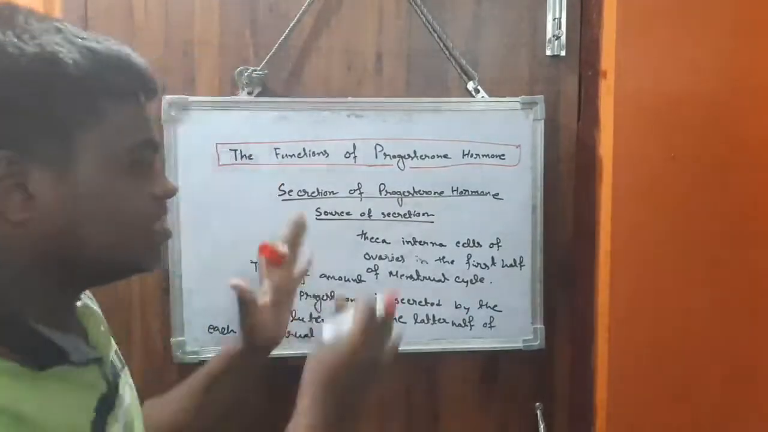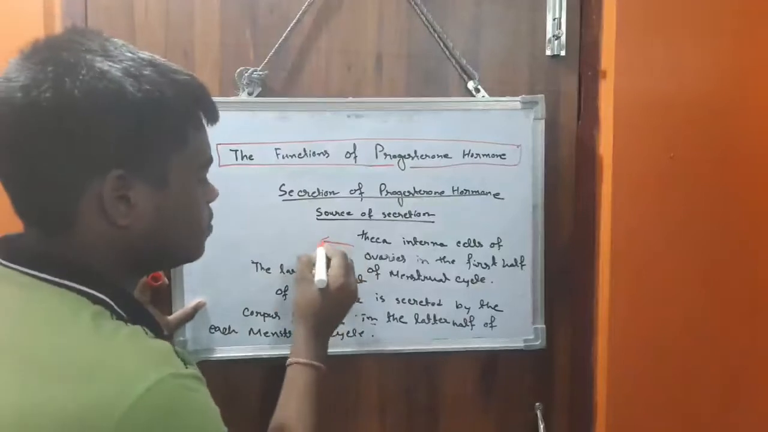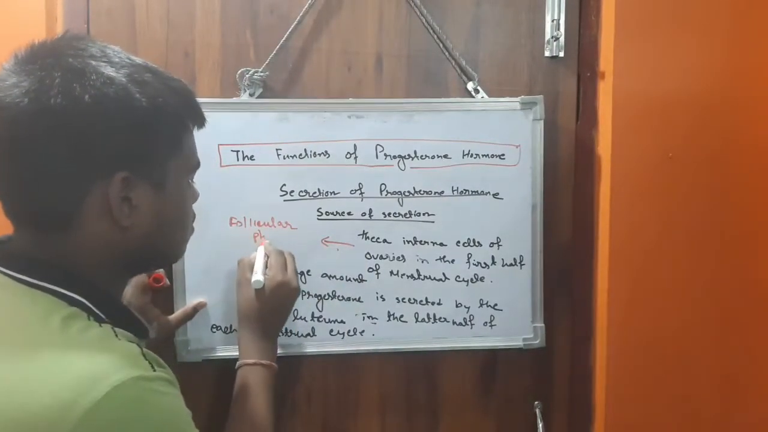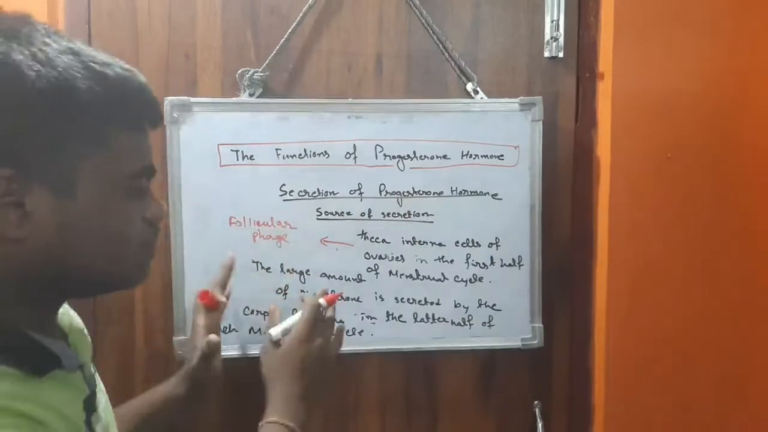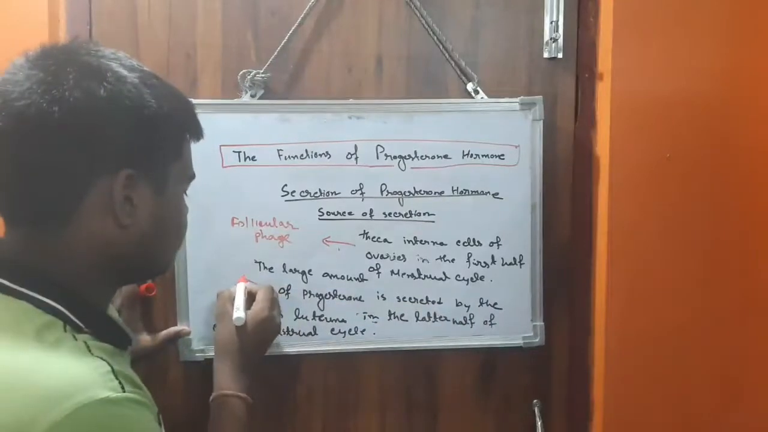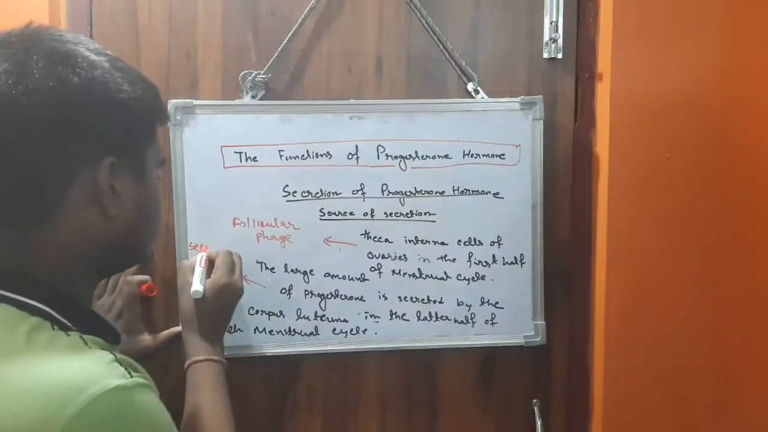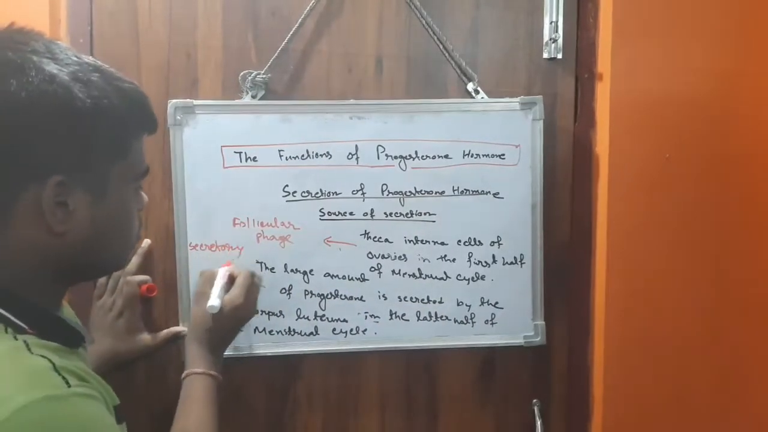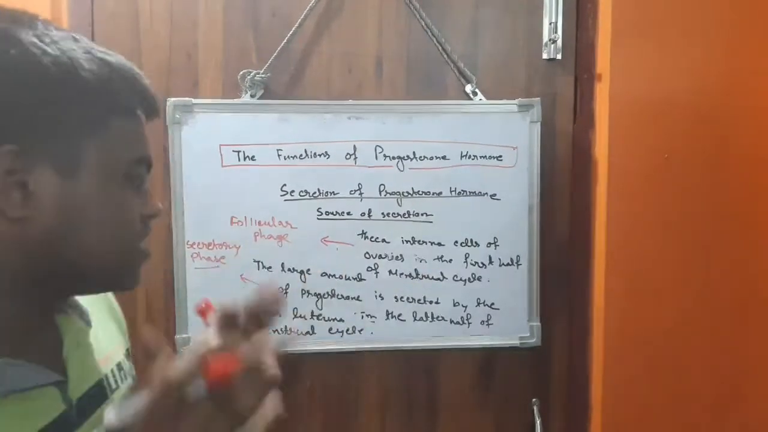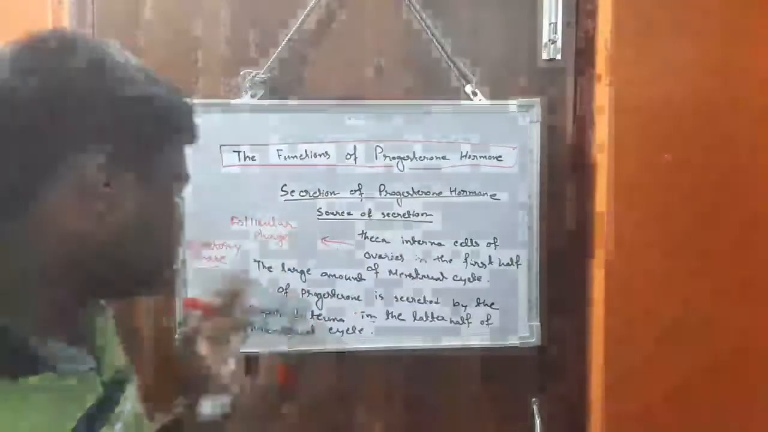So we can define the phases. At first, we call this phase the follicular phase or follicular stage. And the phase where the large amount of progesterone is secreted is called the secretory phase. The large amount of progesterone is secreted by the corpus luteum in the latter half of each menstrual cycle.